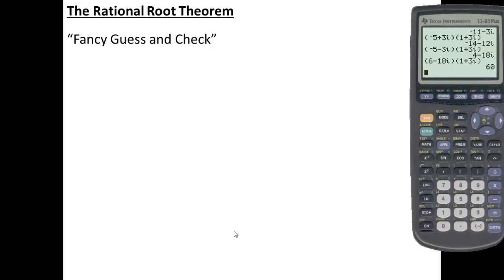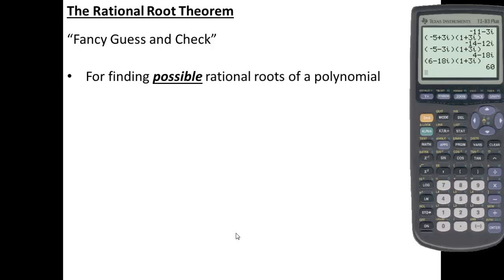I could just start guessing and checking to see which one's the right answer, but the problem is it would probably take me an infinite amount of time to accurately guess and check any random polynomial. So what the rational root theorem does is it says, based on what numbers are in the equation, only look at these prime candidates for your solution. So it's fancy guess and check in that we're not randomly guessing. We're only guessing from a certain set of numbers based on the specifications of the problem.